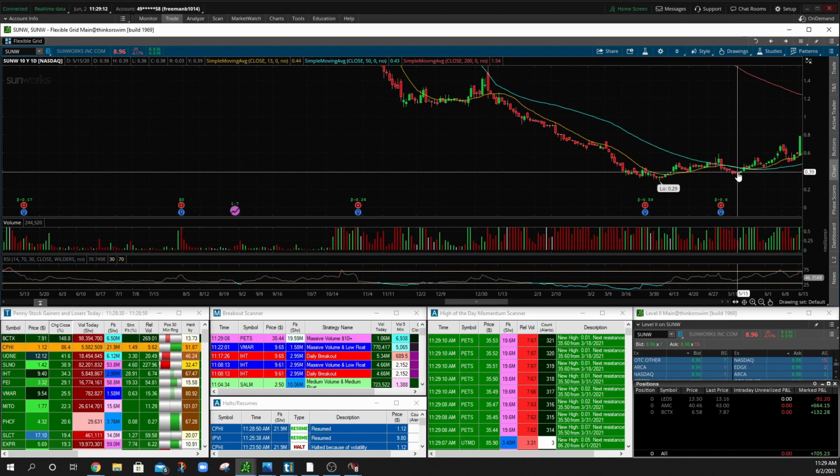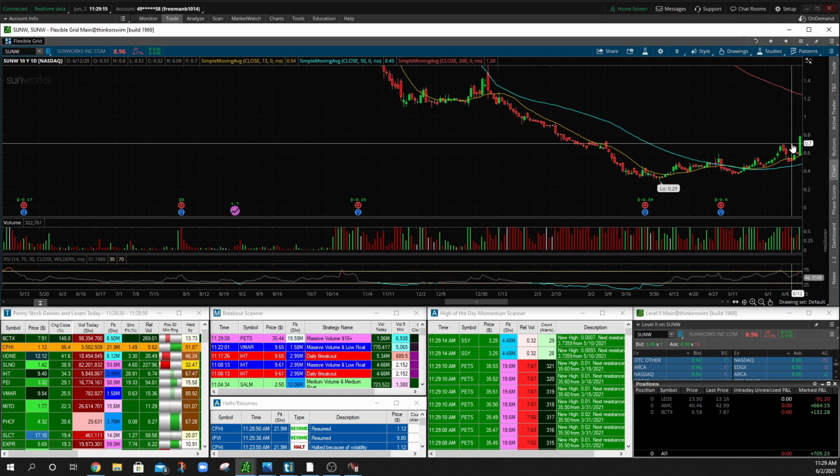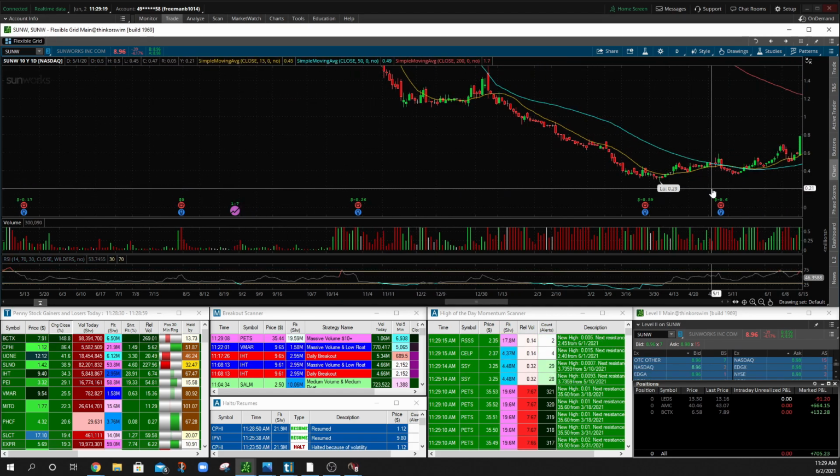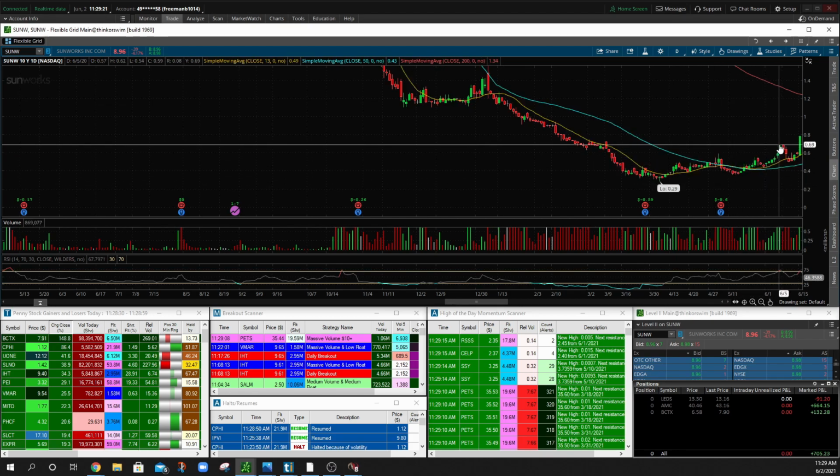Our 13 is now crossing back above the 50-day. We're building higher lows after we were destroyed, after we consolidated, and now we're building back up with some higher lows and higher highs.